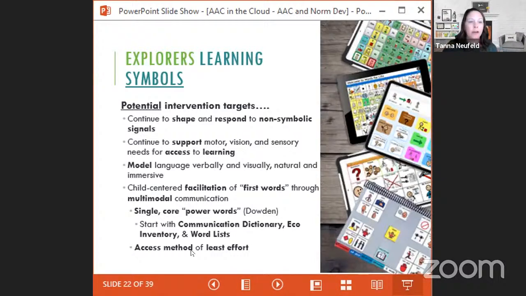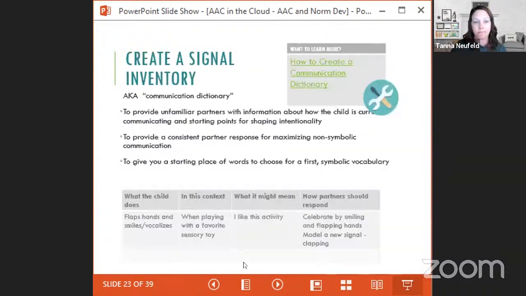We're going to continue to work on access method here too, right? Because that's really the kicker for a lot of our kids who are explorers. They can't access their words, and maybe that's because of motor and vision. It could be for children on the autism spectrum, perhaps a sensory need or an attention need. So we're going to keep problem solving that access in our intervention. I gave you another resource slide here to talk about communication dictionaries if you're interested in getting some resources and learning a little bit more about how to use those.